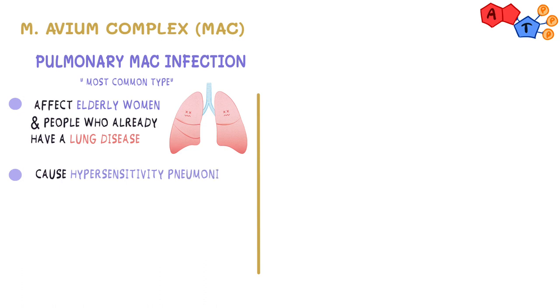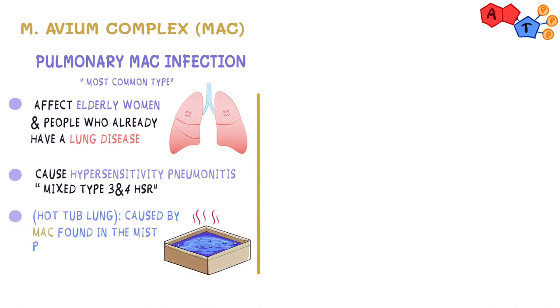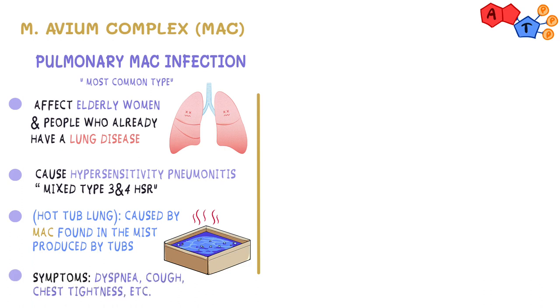MAC can also cause hypersensitivity pneumonitis, which is a mixed type 3 and 4 hypersensitivity reaction to environmental antigens. The disease is commonly called hot tub lung and is caused by MAC found in the mist produced by tubs. The pulmonary infection presents with common pulmonary symptoms such as dyspnea, cough, chest tightness, etc.